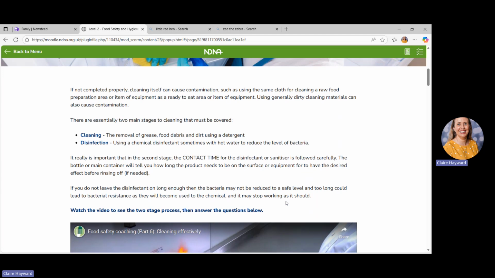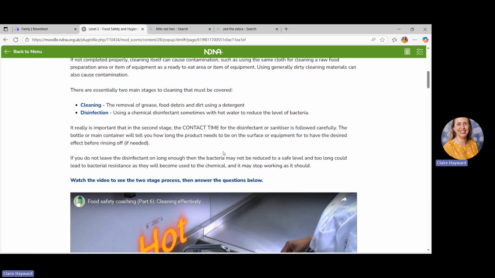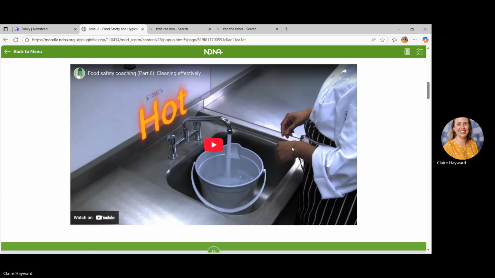There are essentially 2 main stages to cleaning that must be covered. So we spoke about cleaning and then disinfecting. It is really important that the second stage, the contact time for the disinfectant or sanitizer, is followed carefully. The bottle or main container will tell you how long the product needs to be on the surface of equipment for it to have the desired effect before rinsing off. If you do not leave the disinfectant on long enough, the bacteria may not be reduced to a safe level, and too long could lead to bacterial resistance, where they become used to the chemical and it may stop working as it should. And here is a video.